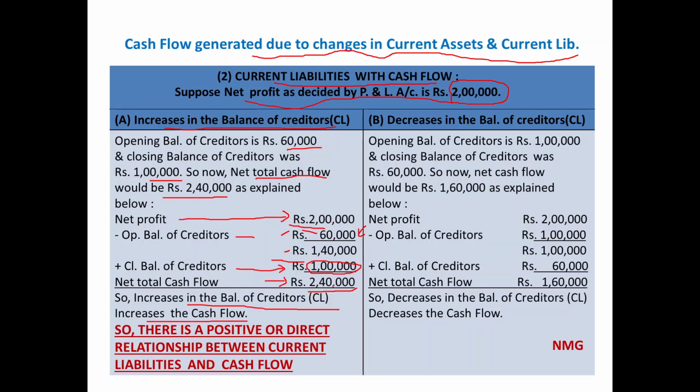In the beginning of the year, we were using 60,000 of our creditors, suppliers. At the end of the year, we are using 1 lakh of our suppliers or creditors. 40,000 has been increased. So obviously, your cash flow from business operation has also been increased by rupees 40,000. Earlier, it was 2 lakh and now it is 2 lakh 40,000. So increases in the balance of creditors or current liabilities increases the cash flow.